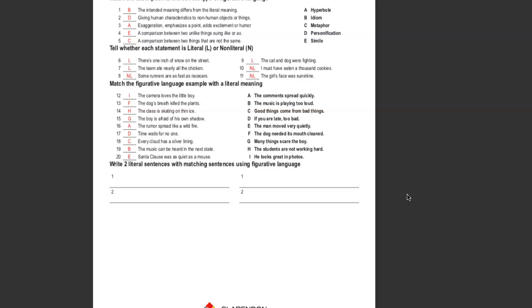So you only had 6 through 20 and then to write the sentences, and I'll check your sentences to see your understanding, but I just wanted to go ahead and shed some light on this paper here. So number 6, there's 1 inch of snow on the street. That's literal. You can go measure it. 1 inch of snow. The team ate nearly all the chicken. That's literal. Nearly all of it was gone.